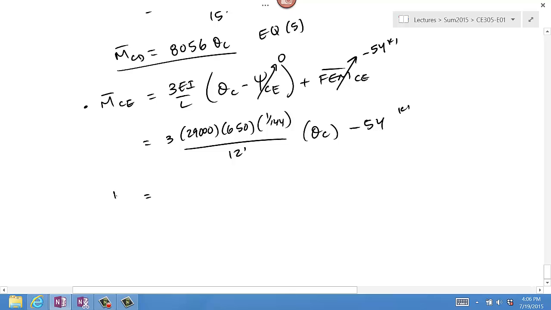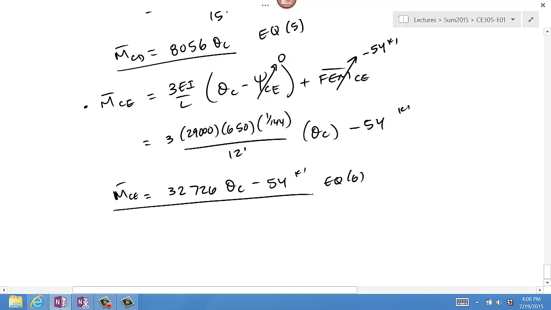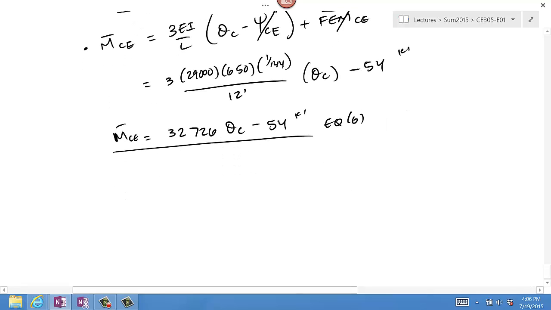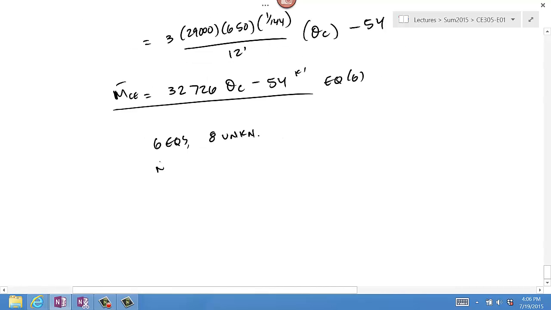So M bar CE is 32,726 theta C minus 54 kip feet. This is equation 6. So far we have 6 equations, 8 unknowns. Remember, we have 1 unknown for each equation. Well, that means 1 unknown for each moment, and then the theta B and theta C. So that means that we need 2 more equations.